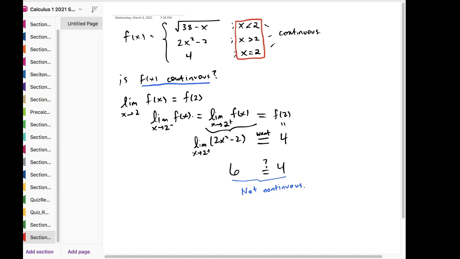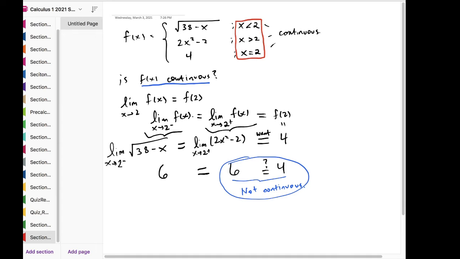However, we could also check to see if this limit exists. So I might analyze the type of continuity. What's the limit from 2 to the right? Or to the left? The first, yeah. And what's this limit? 6. So is this continuous? No, it's not continuous.